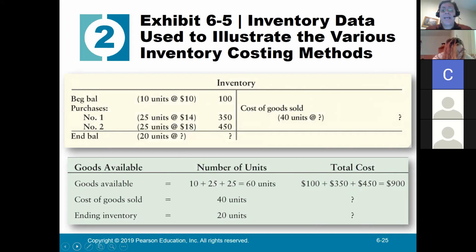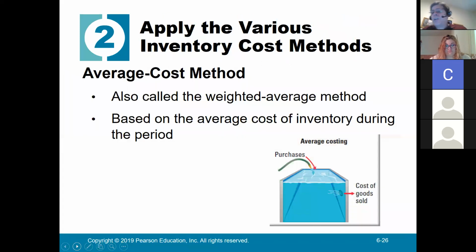If you cannot tell, and this is the point, if there is no way that you can easily tell these 25 units from these 25 units, they're the same color, they're the same item, they're the same whatever, then you have to make what we call an assumption, a cost assumption. So the first cost assumption is the average cost, or weighted average is really the more accurate term.